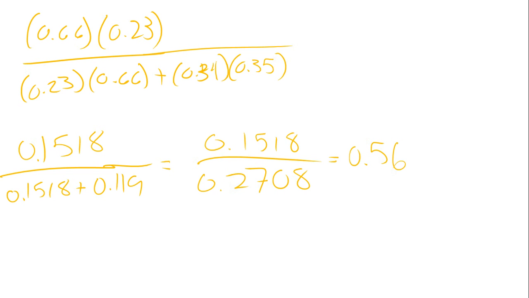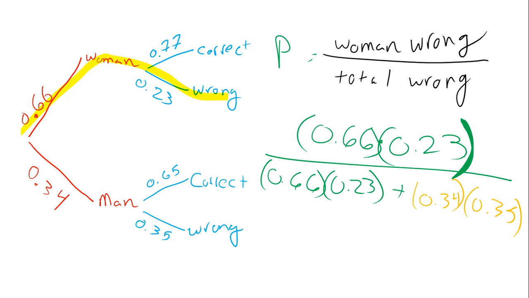Another way you could think about this, if you look back here, is you go, okay, well, if there's 100 people, that means that 66 of them are women, and out of those 66 women, 23% got it wrong. So 23% of 66 is 15.18 women. And now you look at the bottom, okay, well there's 34 men, and 35% of those 34 men got it wrong. And that would be about 11.9 men.